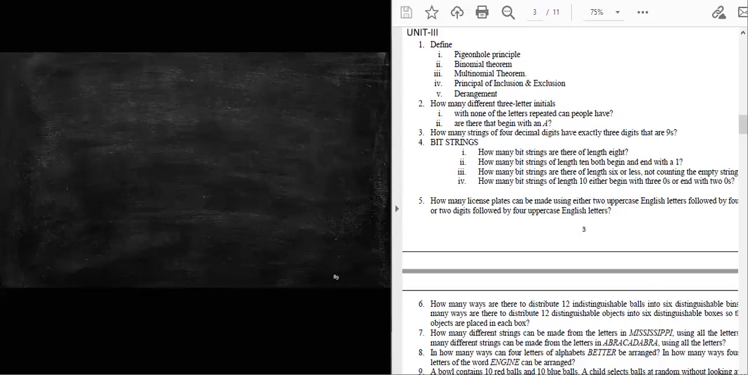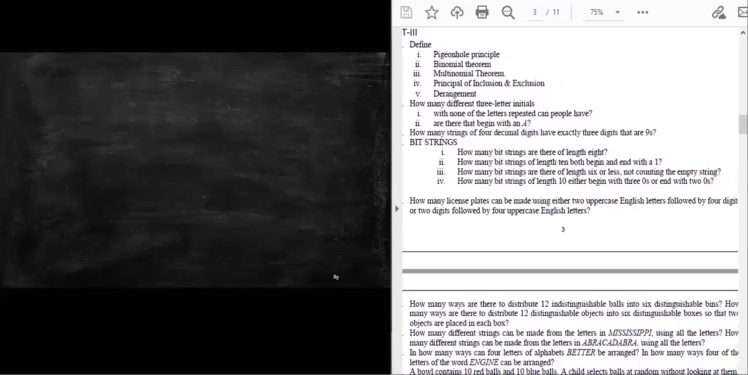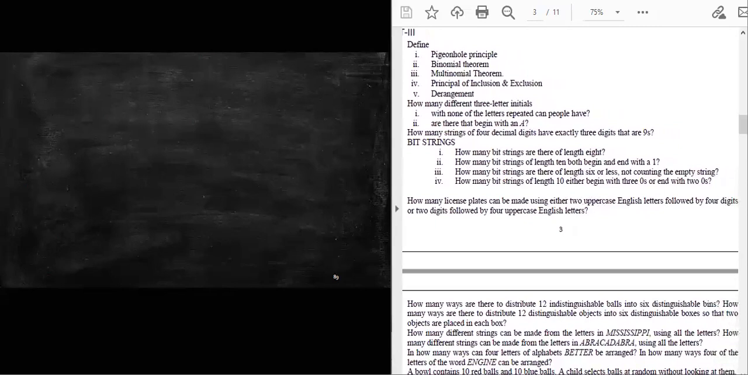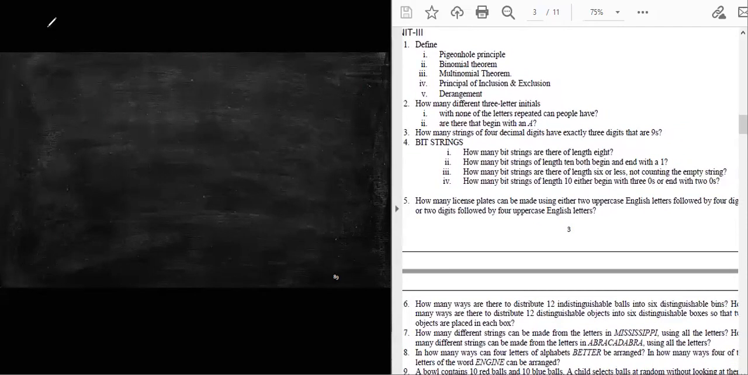The first combination is 2 English letters followed by 4 digits. The next combination is 2 digits followed by 4 uppercase letters. So in this problem, actually we will be using both the sum rule and also the product rule. Now, for the first case, 2 English letters followed by 4 digits. I'll just keep it in different colors so that it is understandable.